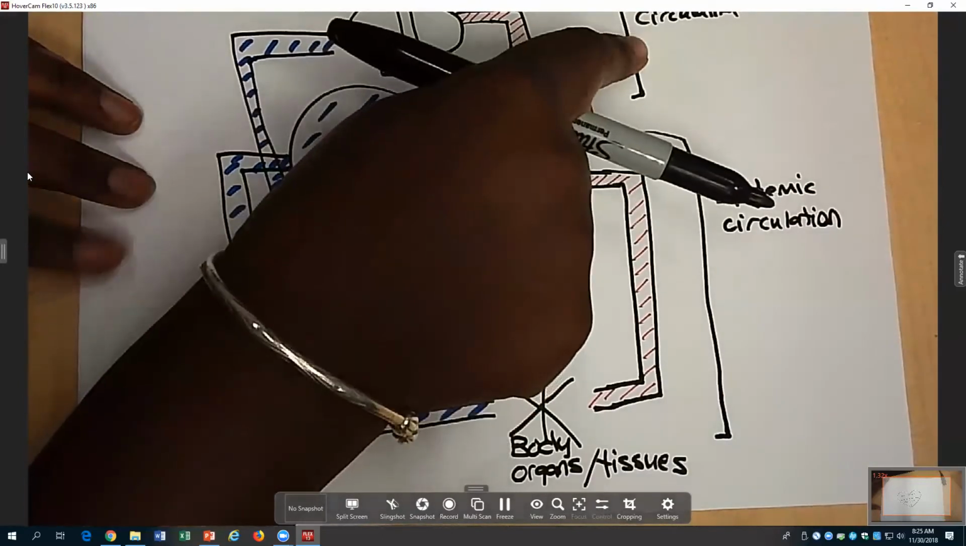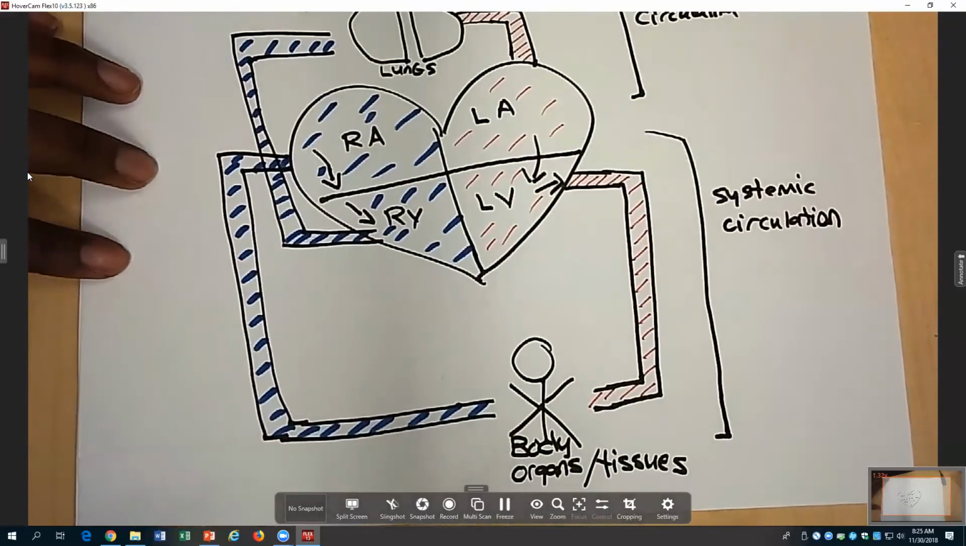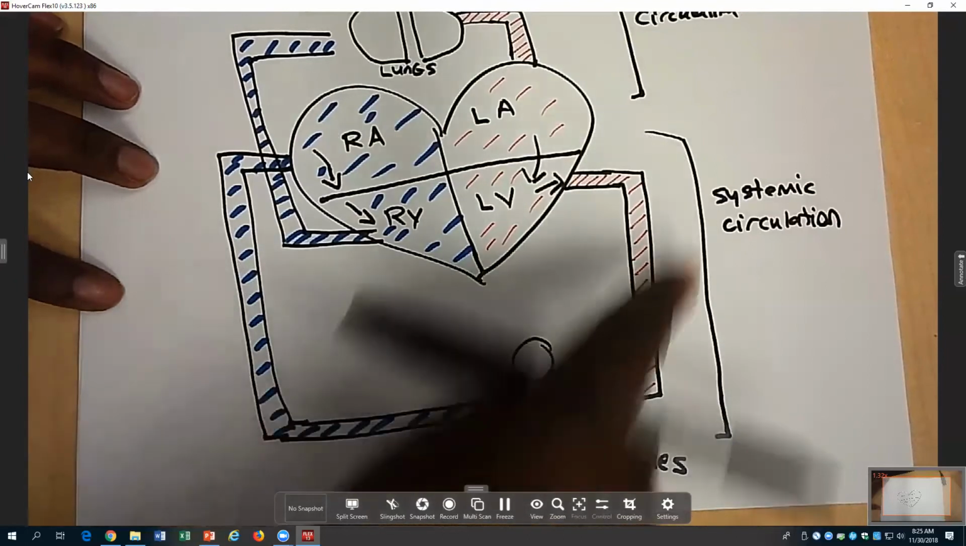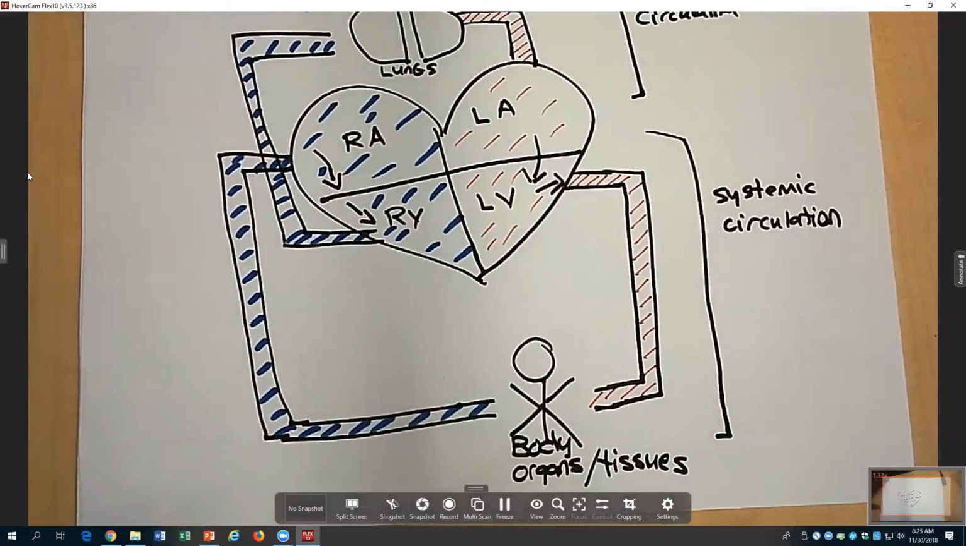All right, so your pulmonary circulation is when it's being circulated back into the lungs to get more oxygen. Your systemic circulation is where it's leaving the heart for that second time, going out to the peripheral tissues to be oxygenated.